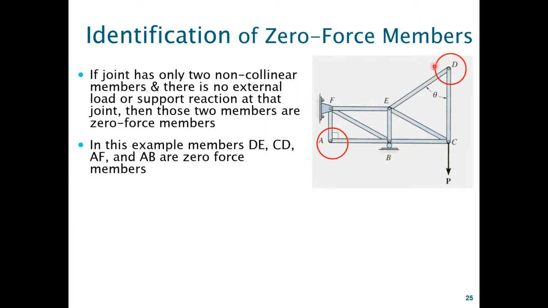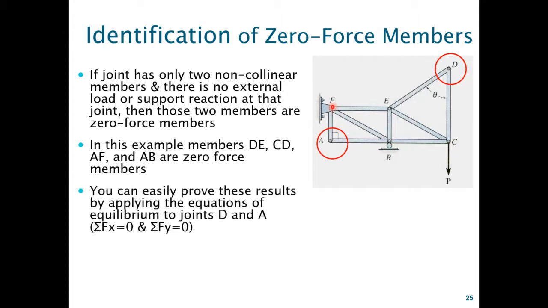And that's the same up here with these members at the top. So in this whole truss, FA has no force in it, AB has no force in it, BD has no force in it, and DC has no force in it. So the force P heads in through C, E, F in tension, and C, B, F in compression. You can easily prove these results by applying the equations of equilibrium of joints D and A, as I just explained there.